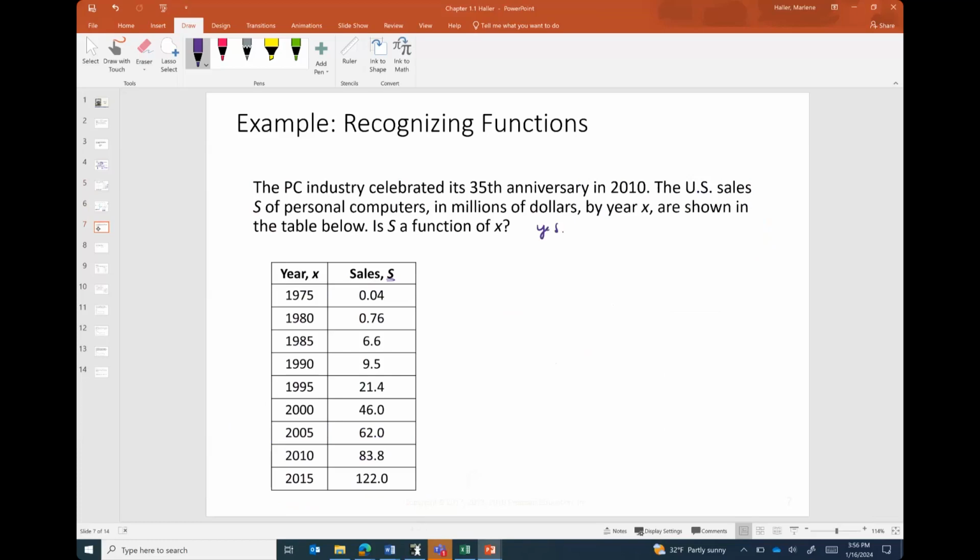Okay, is it truly a function? Does each year have only one sales value? Yes, that looks fine. If I were to add one more row, though, I could make this not be a function. Say I added a row that said 2000 for the year and 40.0 for sales. Kind of doesn't make sense, does it? But look, here it says in the year 2000 there was 46 million. But when I added this, it says also in the year 2000 we have 40 million. Well, that's not trustworthy.